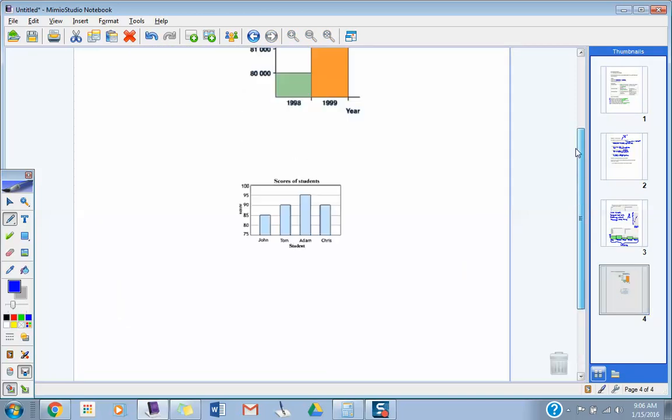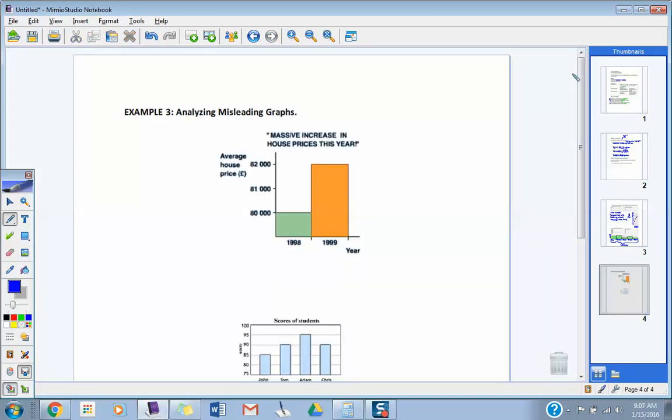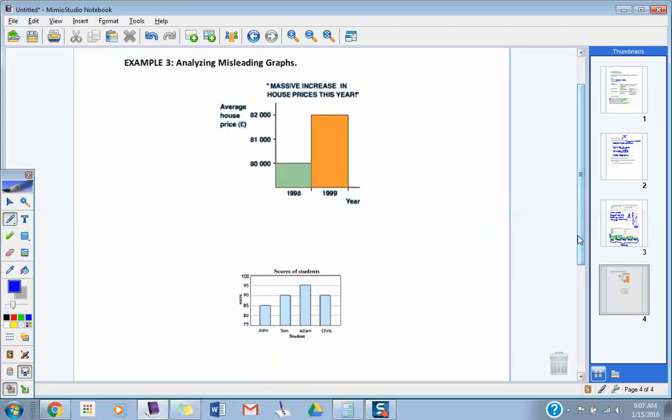All right, last page here. Last part I want to talk about, guys, is analyzing misleading graphs. Misleading graphs happen pretty much in 2 ways. Typically, they're related to a line graph or a bar graph. 99% of the time, they're related to a bar graph or a line graph. The two examples I'm going to provide you with, bar graph, all right? This talks about the massive increase in prices this year.